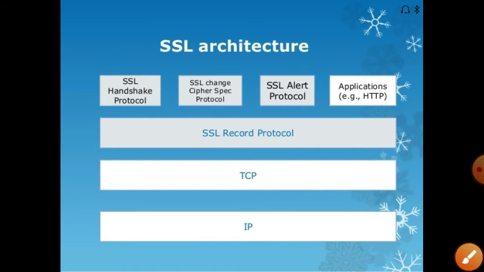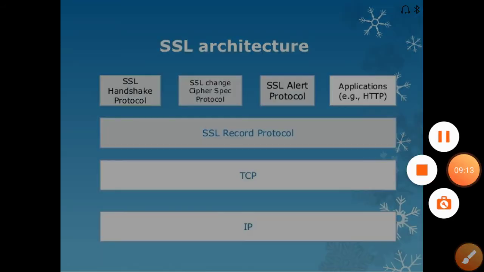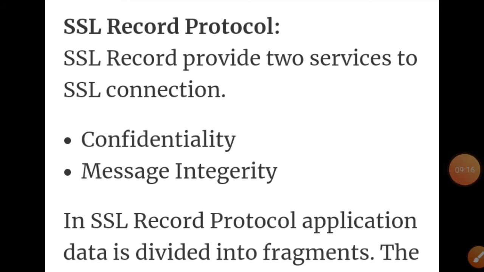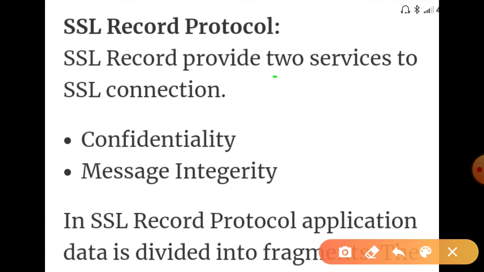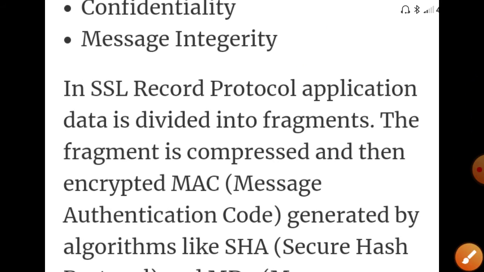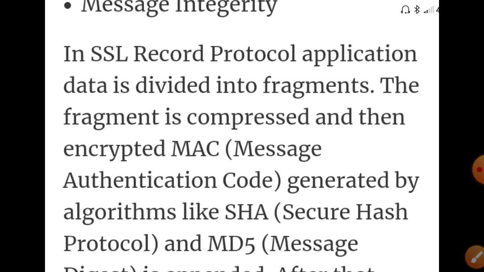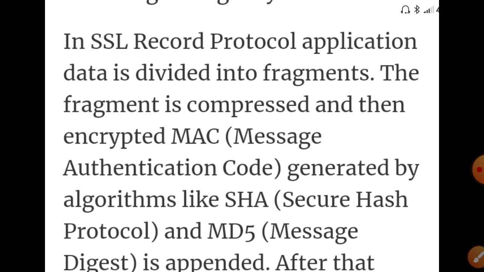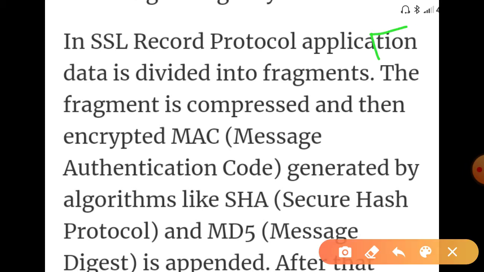First we'll see the SSL record protocol. What does the SSL record protocol do? This record protocol offers two services for the SSL connection: confidentiality and message integrity. In the SSL record protocol, application data first, from where are we getting the data? We are getting the data from the application layer.